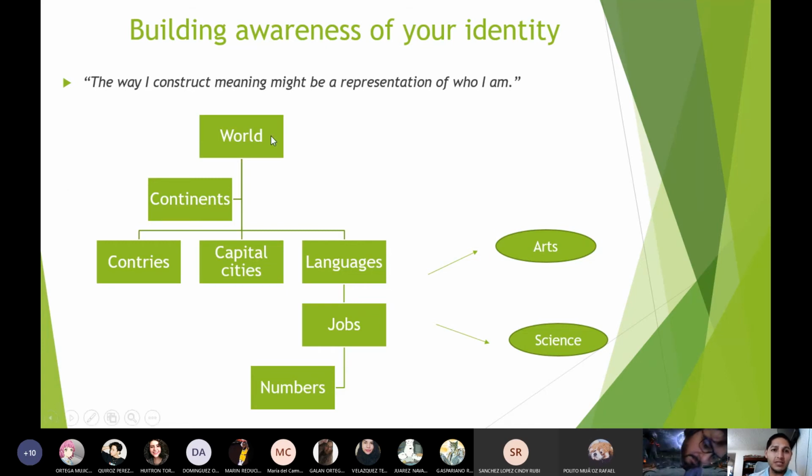This is a representation of the previous activity, where continents, countries, capital cities, languages, jobs, numbers, art, science, and well, it's just an example, it's my example. But it could be different because we are all different. And as we are distinct, our learning strategies are going to be different too. Our learning styles differ one from another, and the way I learn words is going to be very different from the way you do it. But a reflection and sharing information in a group is always beneficial for everybody, for learning to take place.